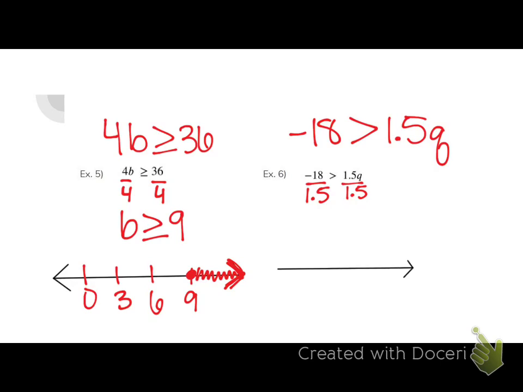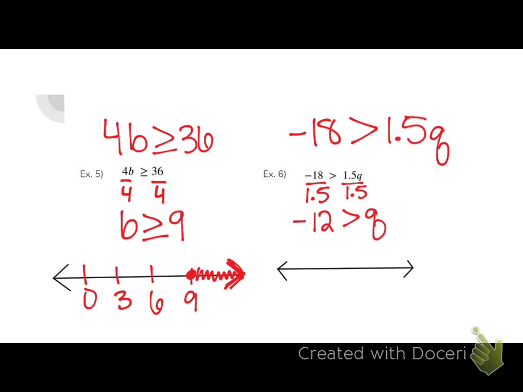Dominic, did you get it for us? No, but may I say the answer? Sure. It's a negative 12. Negative 12. Anybody else agree? Okay, I think that's what we should have gotten. Negative 12 is greater than Q. Are we ready to graph?